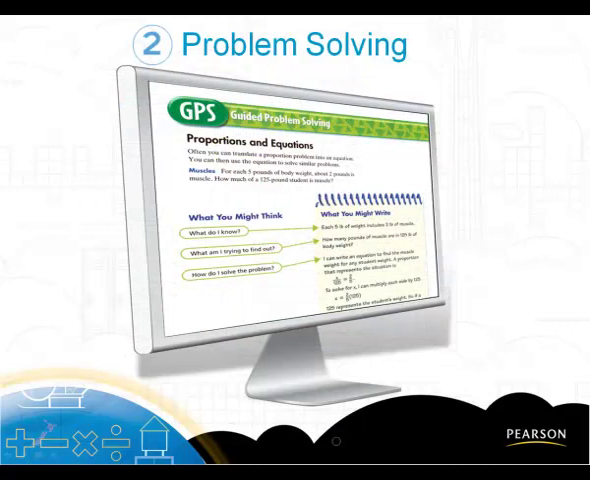Guided problem-solving practice is found within every chapter, as you see here on proportions and equations. Clearly written prompts and modeling, including What You Might Think and What You Might Write, are accompanied by higher-level questions labeled Think It Through. Practice tied to this skill follows on the next page, providing the opportunity for your students to become lifelong problem solvers.